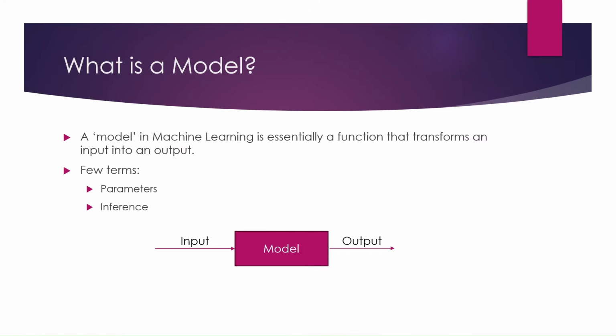Now, when a model is trained, we will cover the training part a bit later, but after the training, when we use the model to generate or predict the output, this process is called inference.